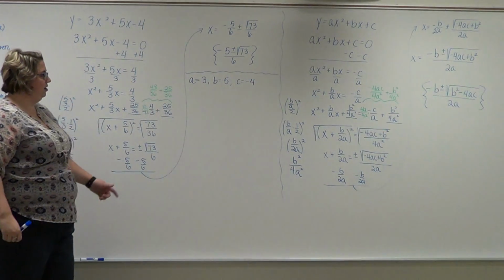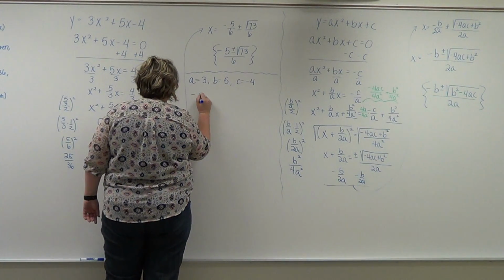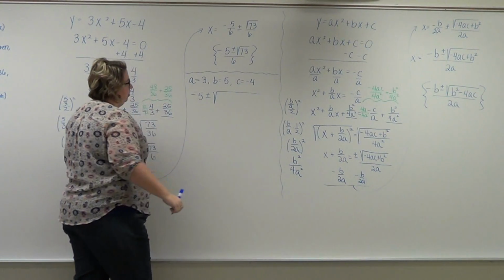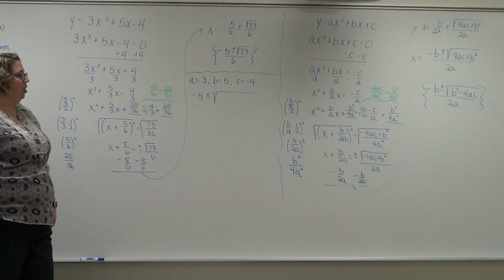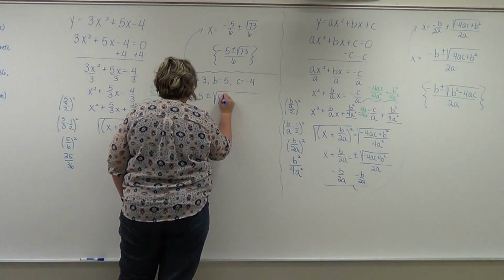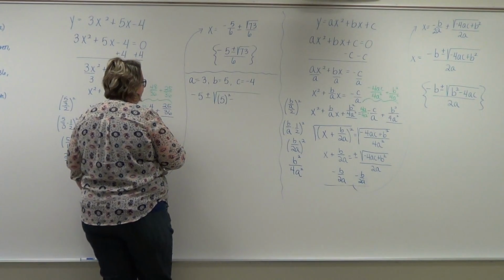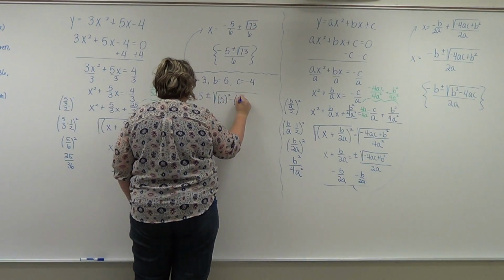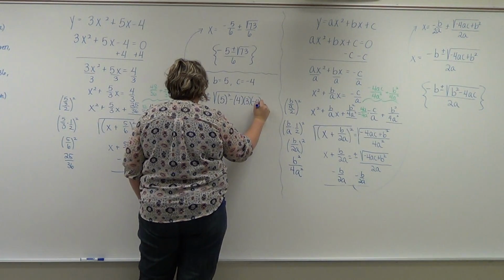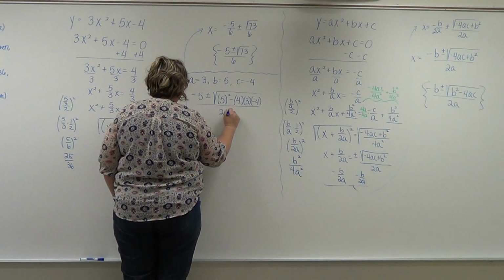Okay? So I need the opposite of b. So my b is 5, so I would have negative 5. Plus or minus the square root. B squared, so 5 squared, minus 4ac, so 4 times 3 times negative 4, and that's all over 2a, so 2 times 3.